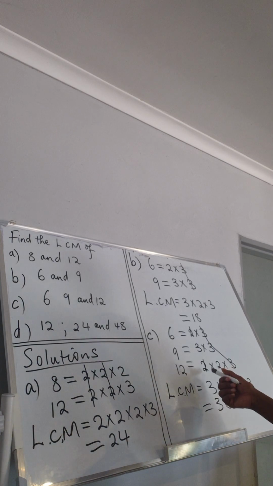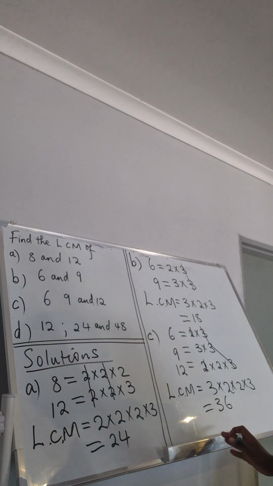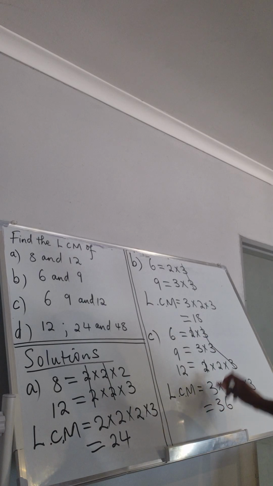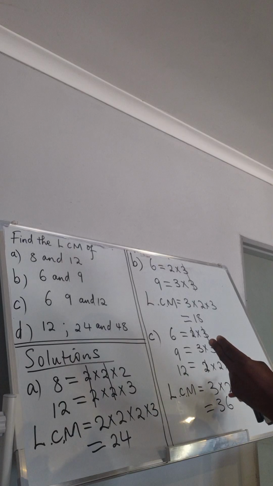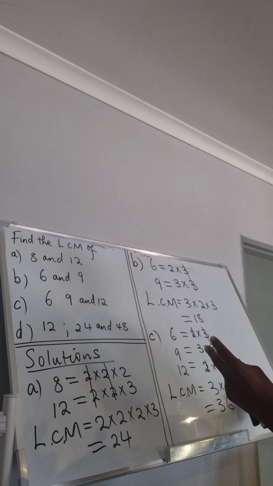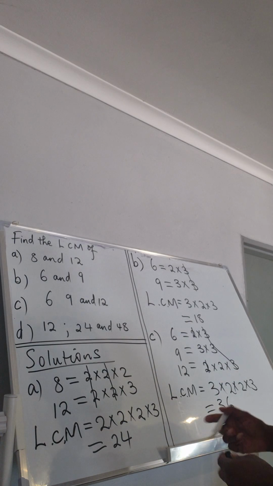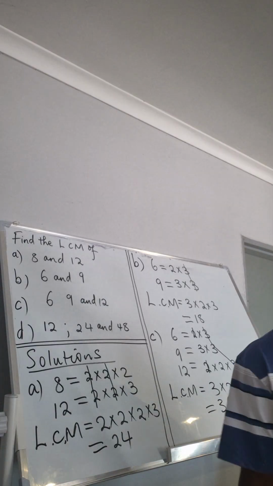I must repeat here. When you have 3 numbers, start with the one that is common throughout. In this case, I got 3. It's common throughout. Then go to those that are common for any 2. You write it as 1 factor. Then another one. Then you write the remaining ones. You get your lowest common multiple.